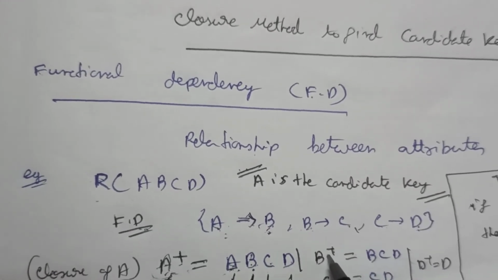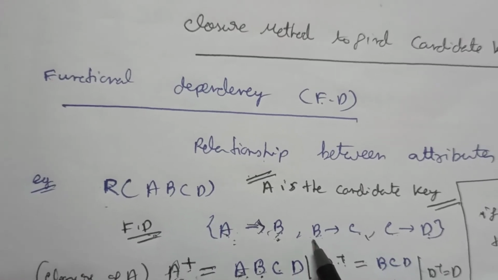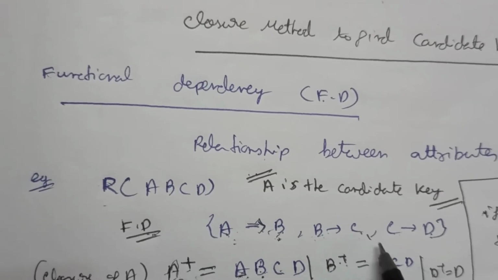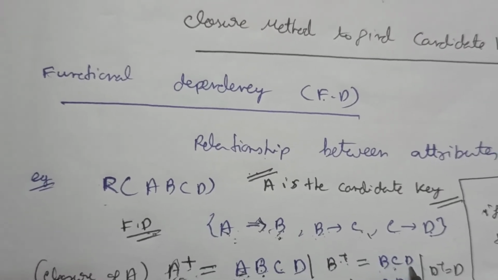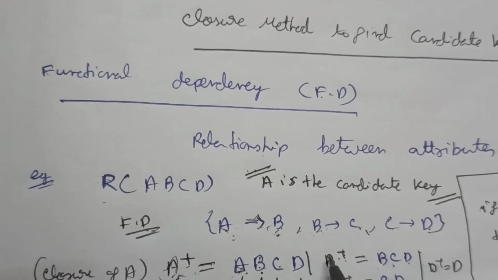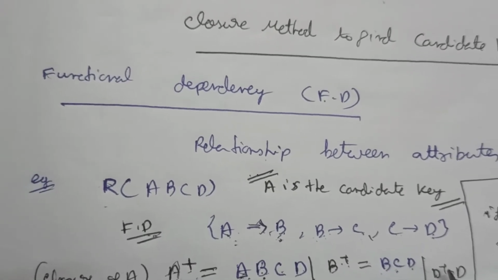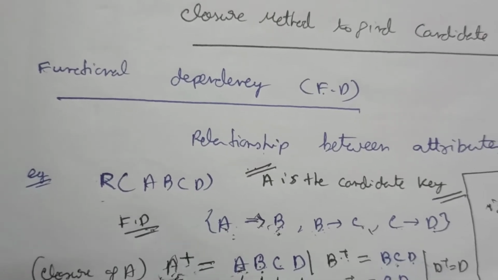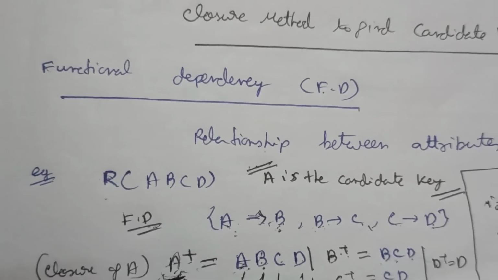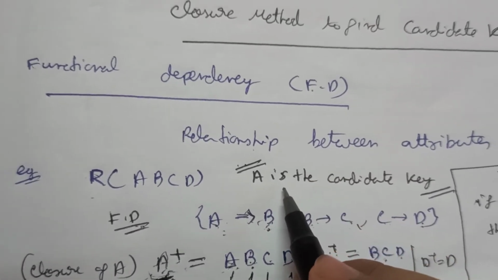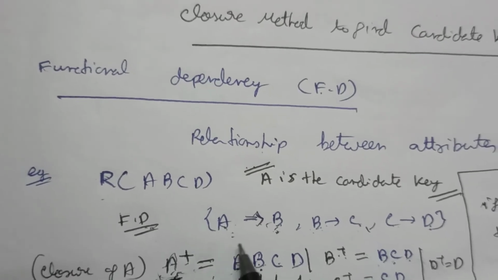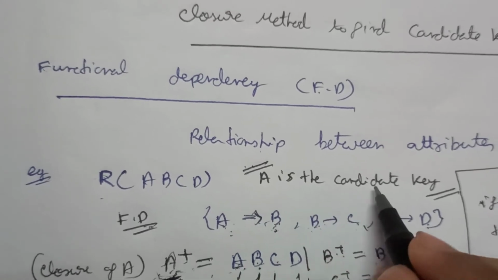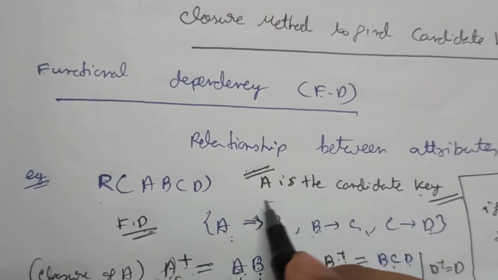Similarly, the closure of B is what? The closure of B is B, C and D, because B cannot define A. B can only define itself, and B is defining C and also defining D. Similarly, after checking all the closures of A, B, C and D, we find that only A is the single attribute which can define all the attributes of our relation. The attribute which can define all the other attributes of our relation is known as the candidate key. So A is the candidate key of this relation.